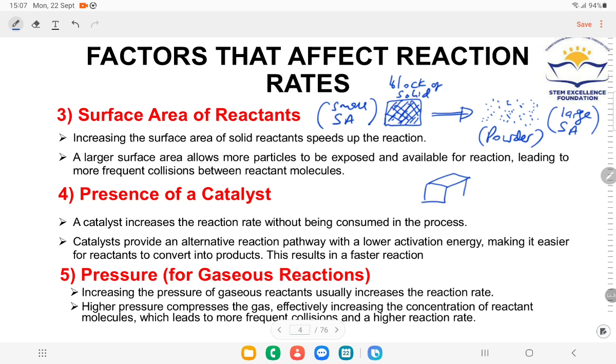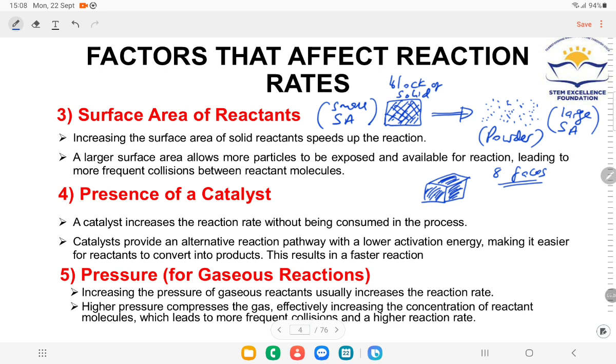It's only this outer surface. 1, 2, 3, 4, 5, 6, 7, and 8. This has 8 faces. This has 8 faces. It's a cube, or a cuboid, what have you. And so it's only these particles that are exposed that will be able to take part in the chemical reaction.